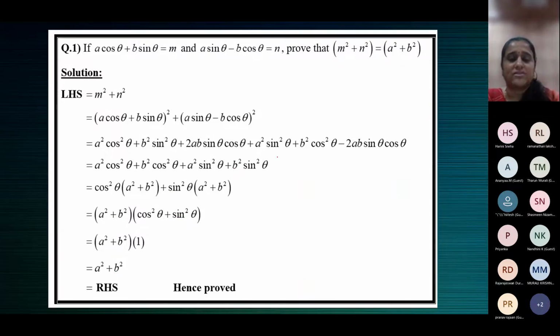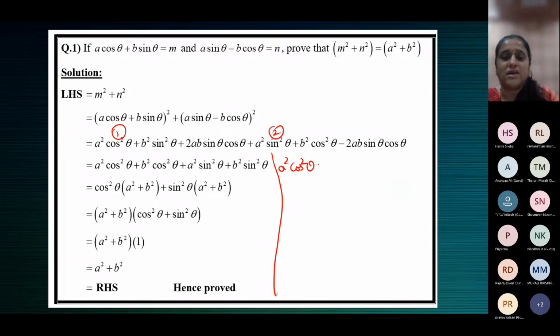You can also group like this, children. See here. You can also group like taking out a square common. Where is a square? There is a square here and there is a square here. So we'll write a square cos square theta plus a square sine square theta. Okay, then there is a b square here and there is b square here also. So let's write b square sine square theta plus b square cos square theta.